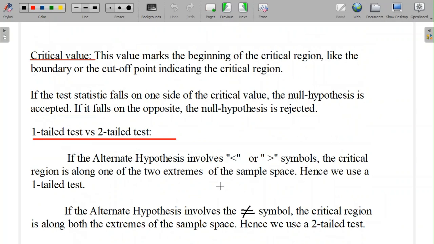extreme. On the other hand, if the alternate hypothesis involves the not equal to symbol, the critical region will be along both extremes of the sample space. That is, it is present on the left end as well as the right end. Therefore, we call the test a two-tailed test.